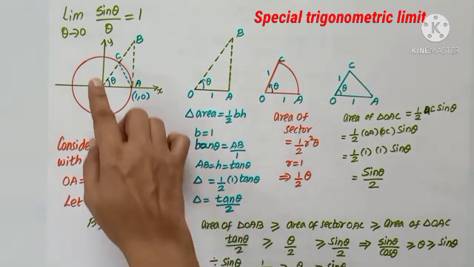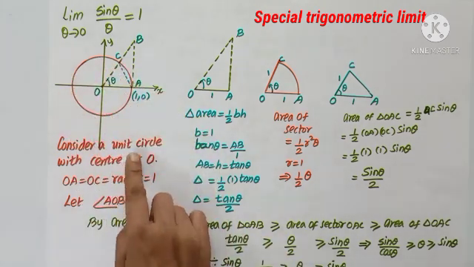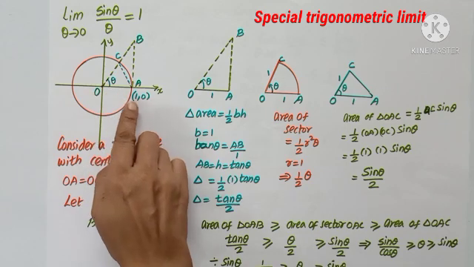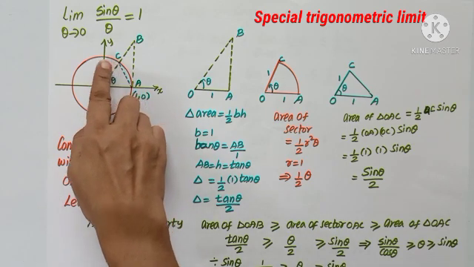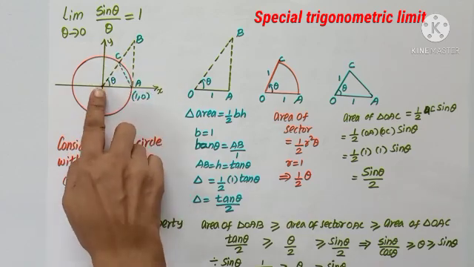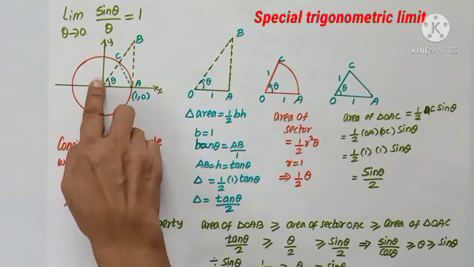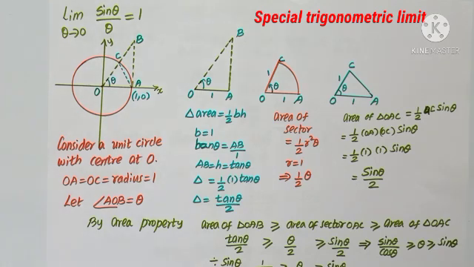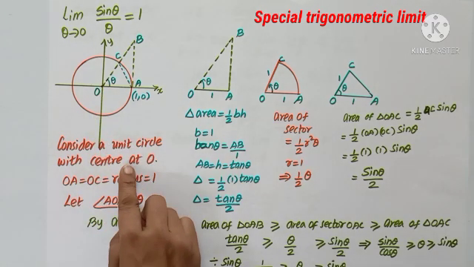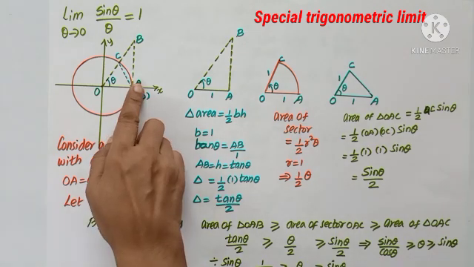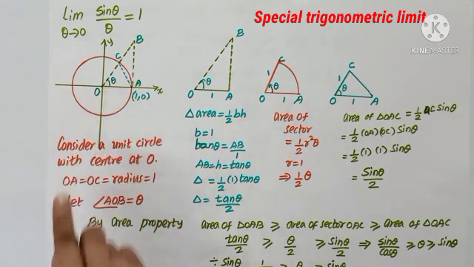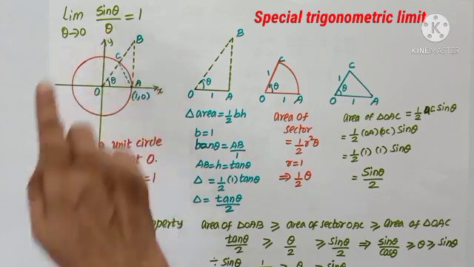Consider a unit circle. What do you mean by unit circle? The radius is 1. So the value OA, OC, the points on the circumference, OA is 1, OC is also 1. We consider O as the center of the circle. Now consider the angle AOC as theta, as we need theta in the question.